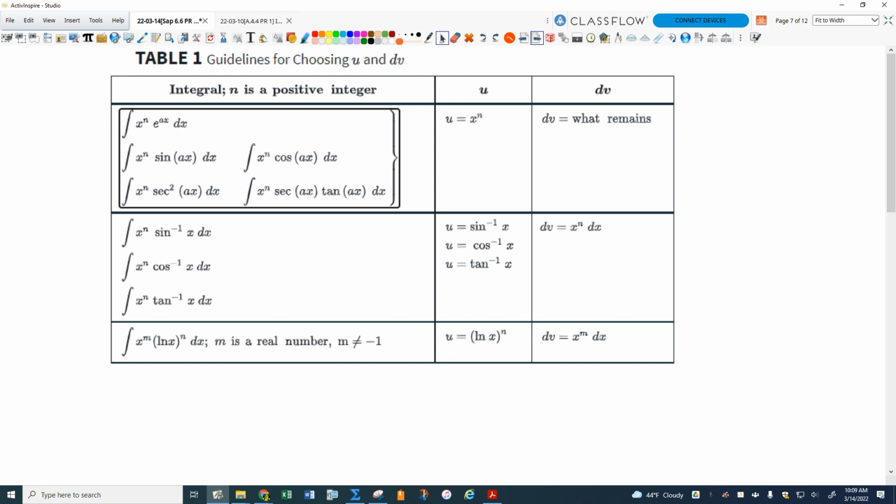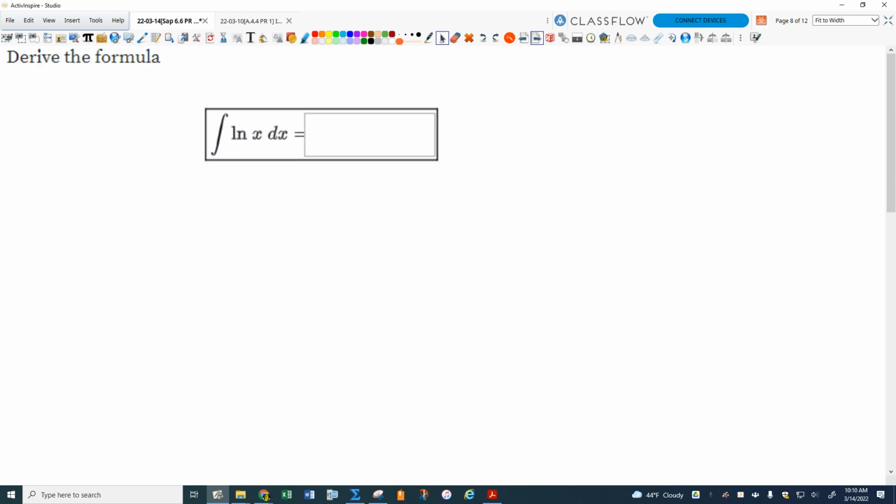And then finally, if we've got something like a log function times a power function, well, then we want to let u equal, again, the log function in this case, because the log function is easy to differentiate, but it's a bear to integrate, right? So there are some general guidelines. Let's just try some of these. So what do you think for this one then?